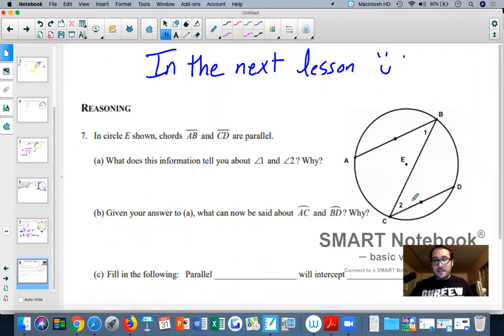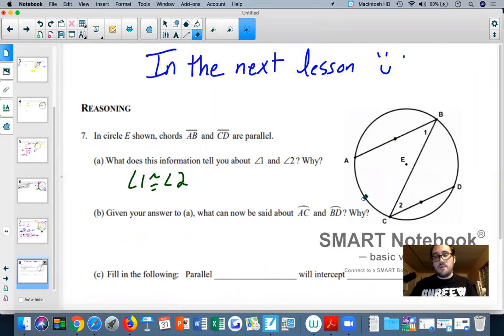Well, parallel lines cut by a transversal. Remember, if you can trace a Z, that's a very quick way to see angles that are congruent. So we know angle 1 and angle 2 are congruent. So angle 1 is congruent to angle 2. The mathematical term for that is alternate interior angles. Given that, what can you say about AC and BD, those arcs? Well, I'm going to tell you what you can say about those things.